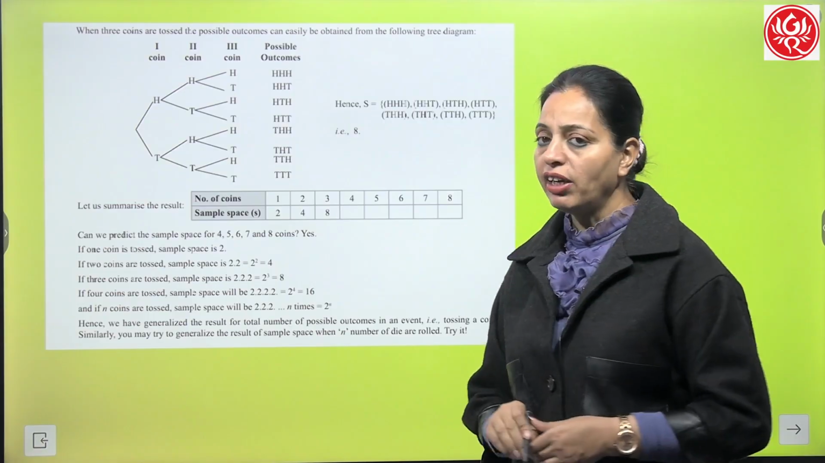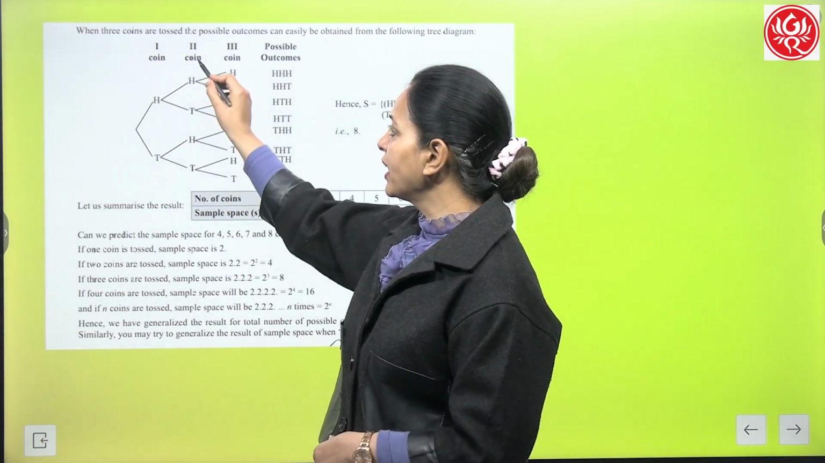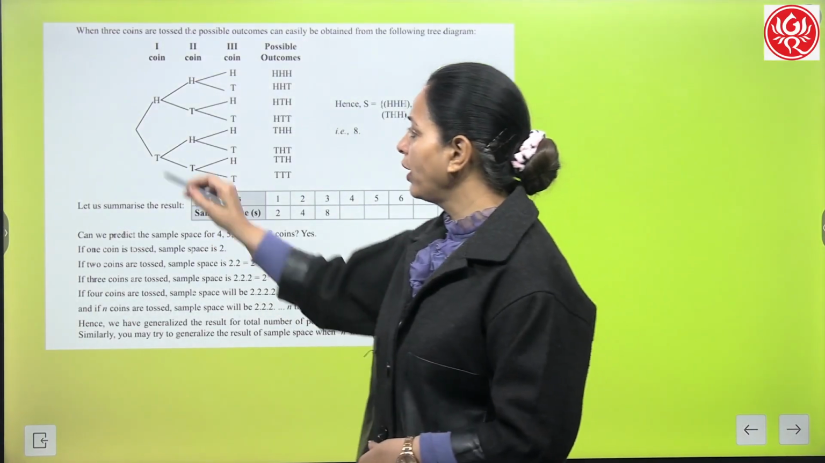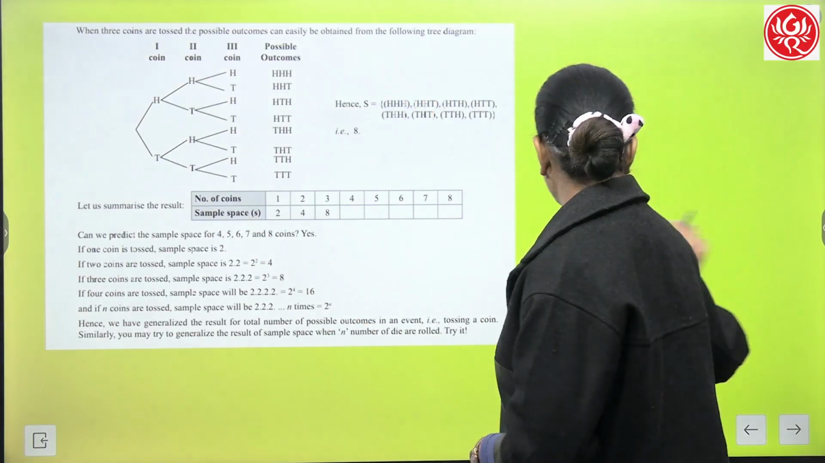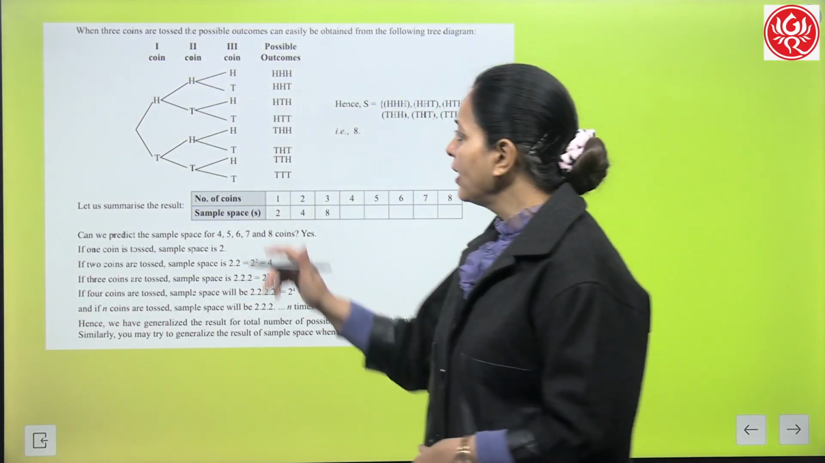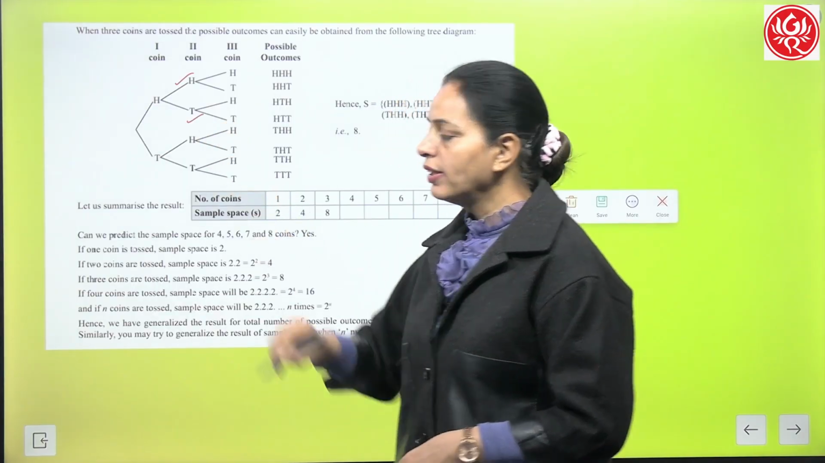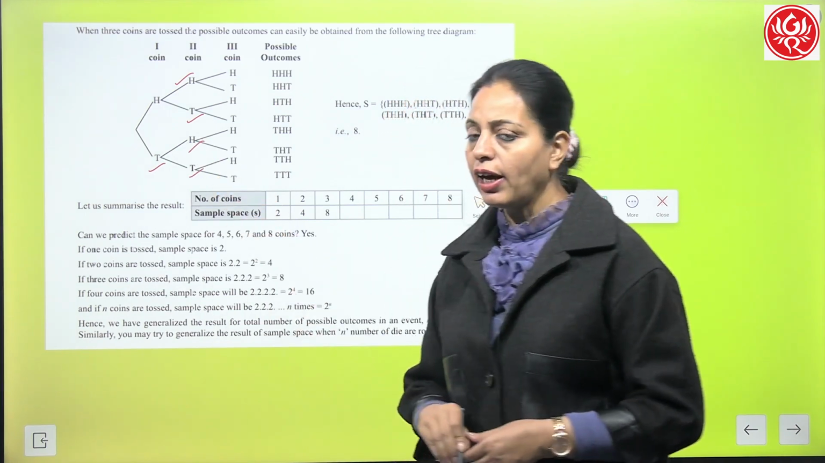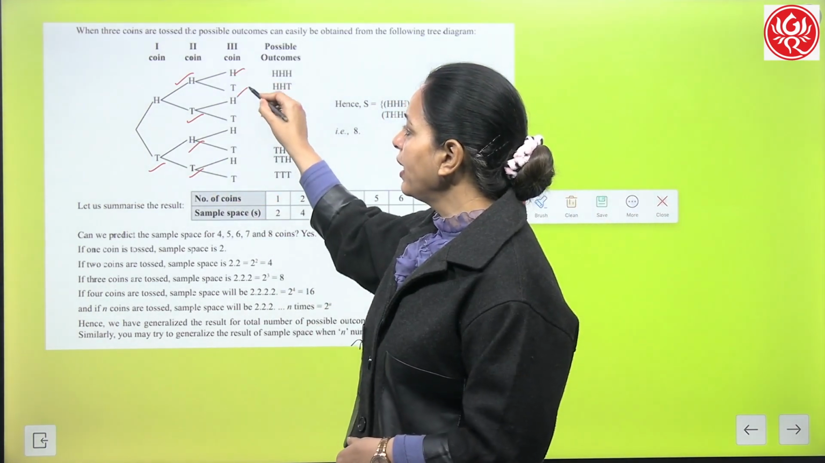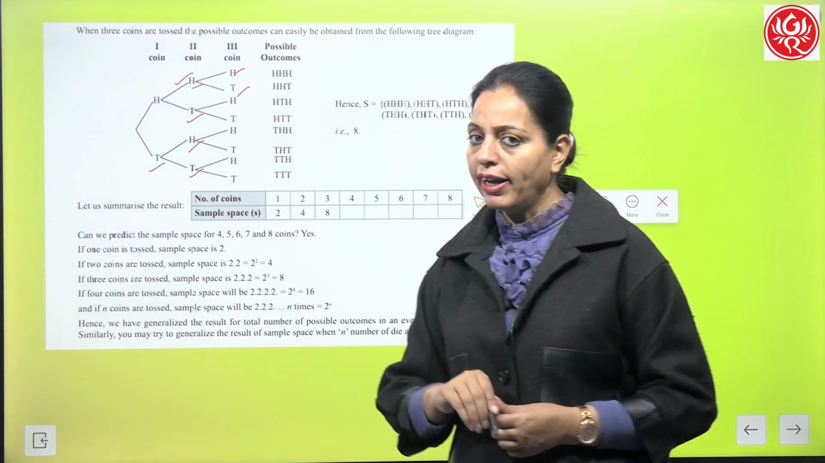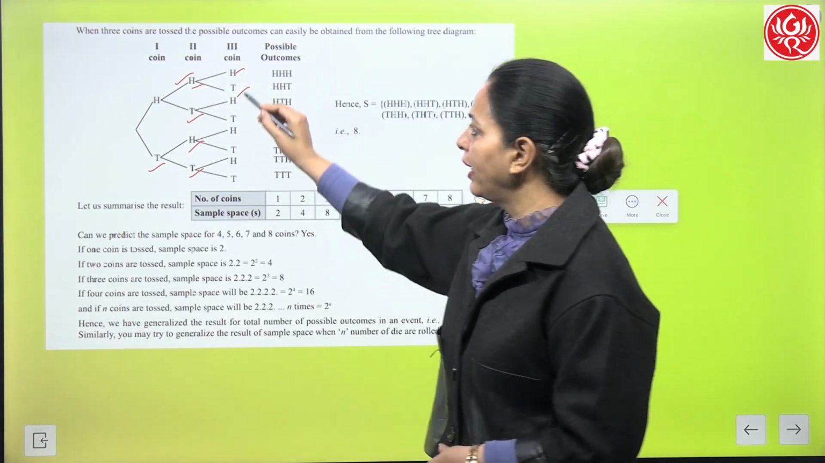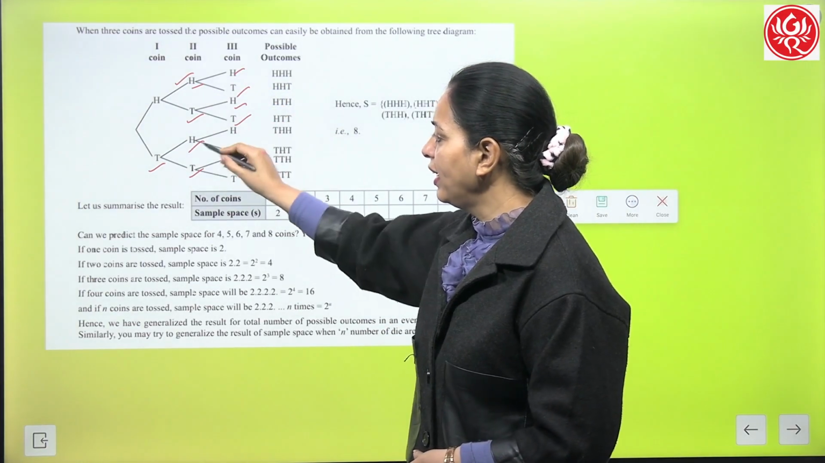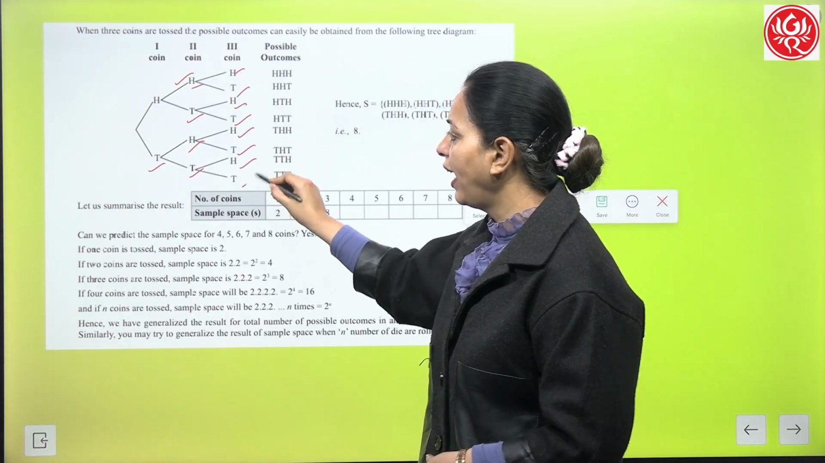The next, when 3 coins are tossed simultaneously, the possible outcomes can easily be obtained from this following tree diagram. See here, first coin, second coin and third coin, and here possible outcomes. So first coin head and tail. So first coin is head, second head or tail. Then okay, if tail here, head or tail. Now third coin head tail, first is head, second is also head, and then third head or tail. Similarly here head tail, here head and tail, head and tail.